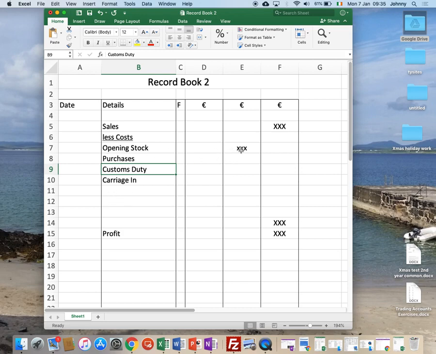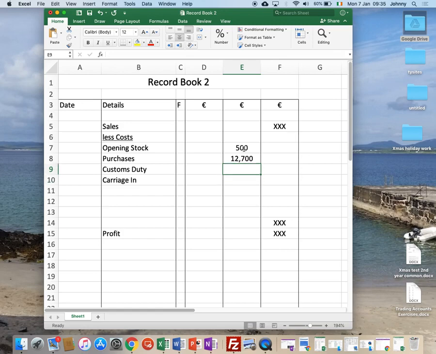So, at the beginning of the month, if I just put some numbers with this, I had €500 worth of goods in opening stock sitting on my shelves. I went and bought, during the month of January, let's say, 12,700 worth of goods that I was able to sell during the month of January.